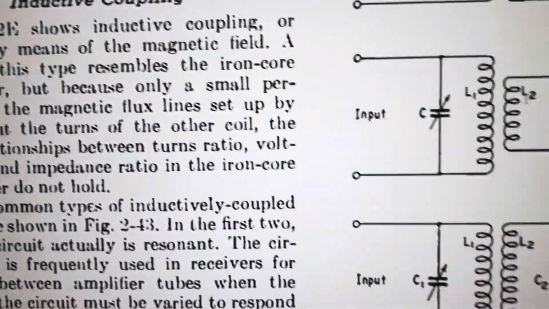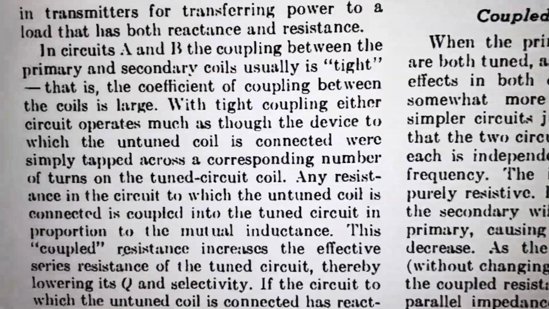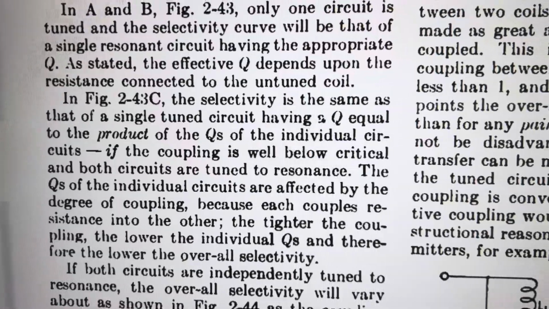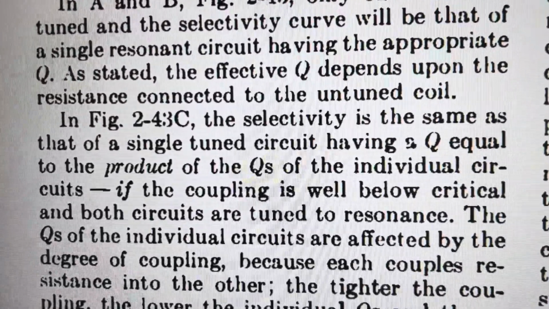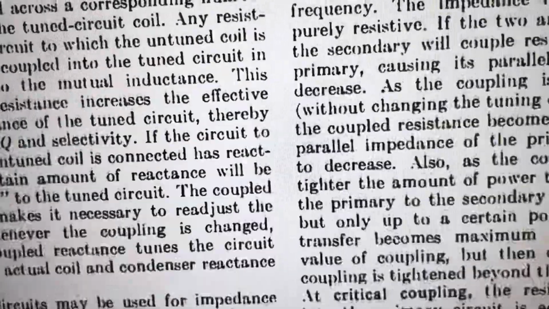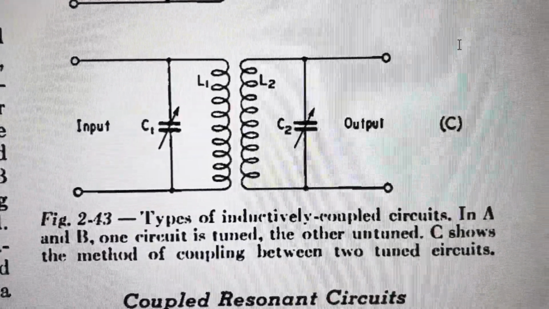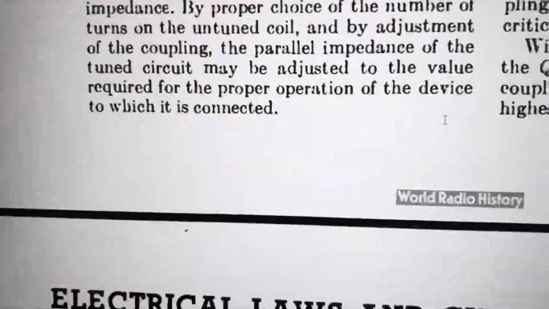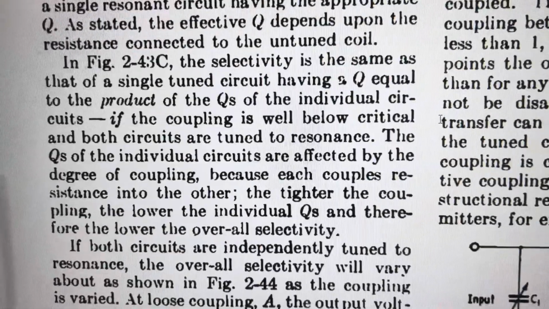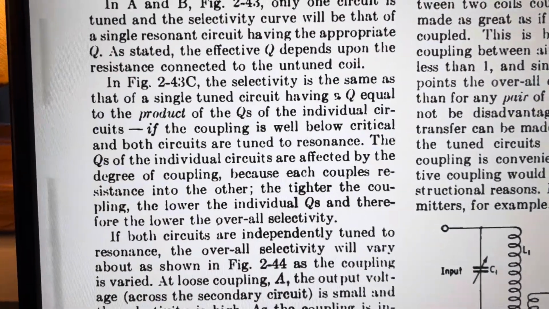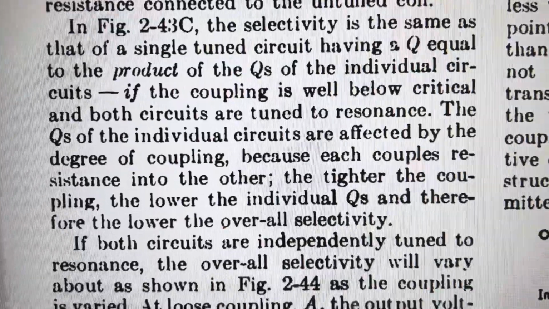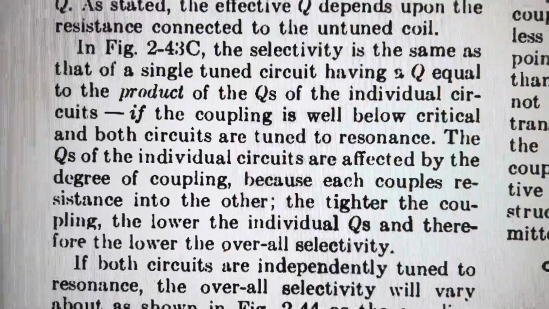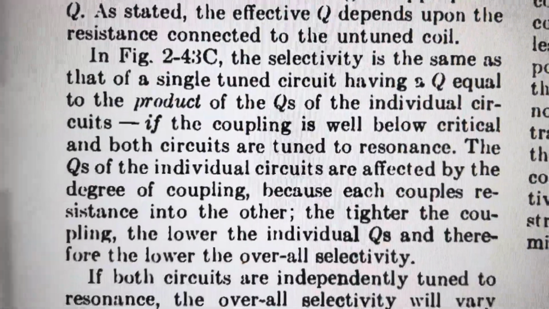So, inductive coupling. Just a little bit here, they talk down here about the last one, 243C, here it is, inductive coupling, and if we can get to the topic I'm trying to explain right here, they talk about Q again. In that last little video, the guy was explaining that what a Q multiplier does is improve selectivity. I think I'm onto something here.